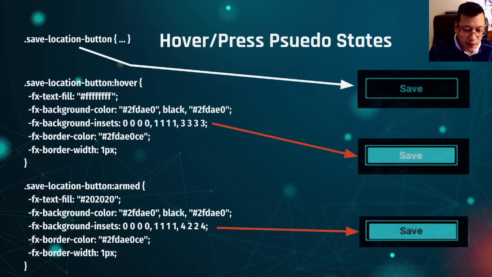Another thing to note about the insets is of the four numbers that you get, the first number is the top, the second number is the right, the third number is the bottom, and the last is the left-hand side, so when they are reduced.